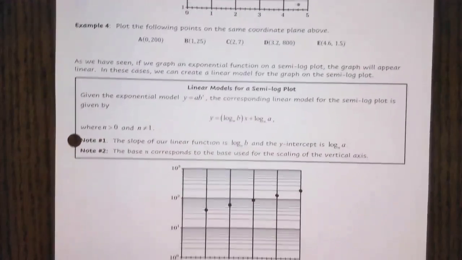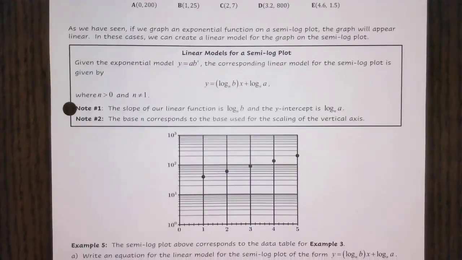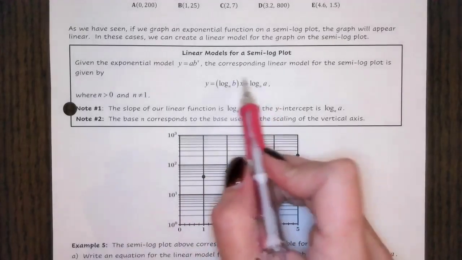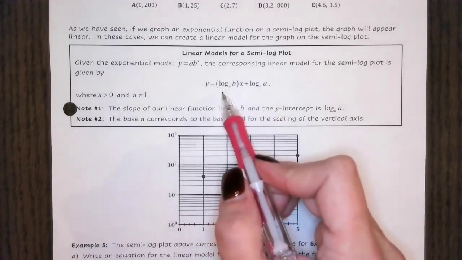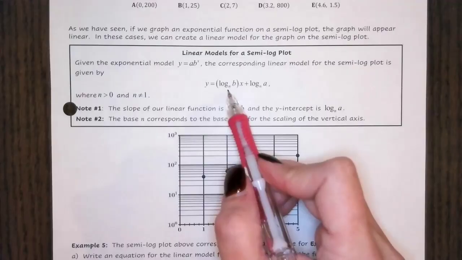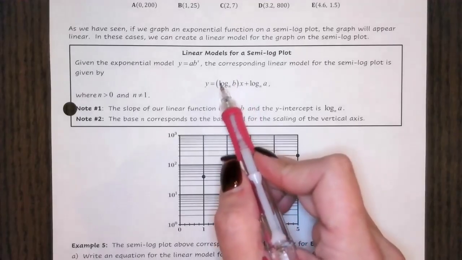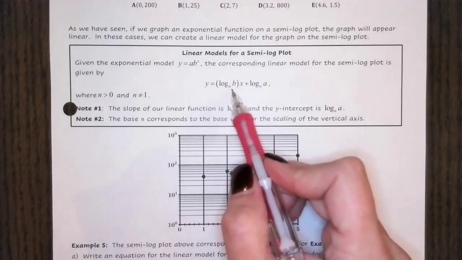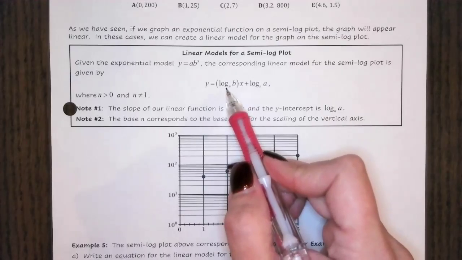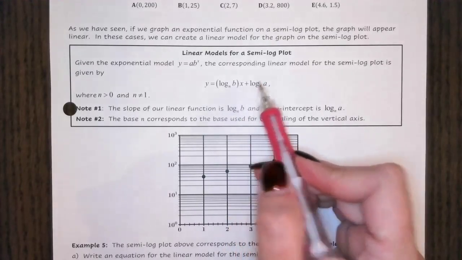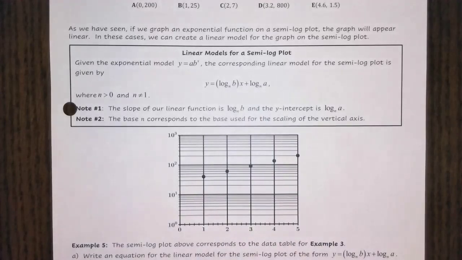As we move further, it tells us, as we have seen, if we graph an exponential function on a semi-log plot, the graph will appear linear. In these cases, we can create a linear model for the graph of the semi-log plot. And so here is our linear model of the semi-log plot. It tells us y is equal to log base n of b, x, plus log base n of a. And so basically this is our rate of change, our slope, because if you remember from Algebra 1, a linear model is slope times x plus our y-intercept, the mx plus b. That's what this is right here.